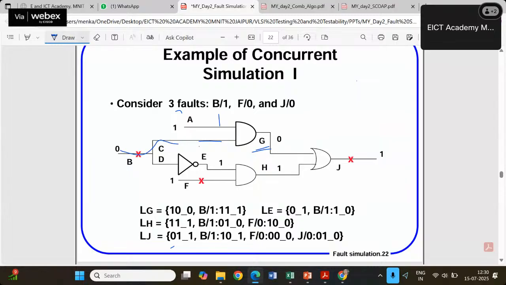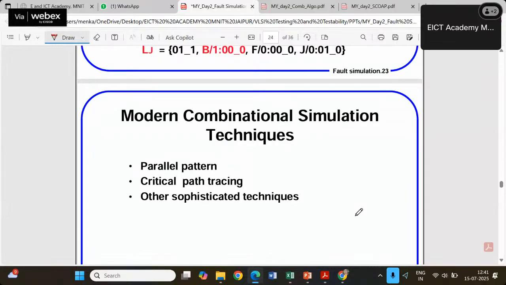So, parallel simulation technique: parallel fault simulation, parallel pattern simulation. In this parallel pattern simulation, some other fault is taken, but let me give you the example of this fault B only, okay? Because you are aware of this fault.